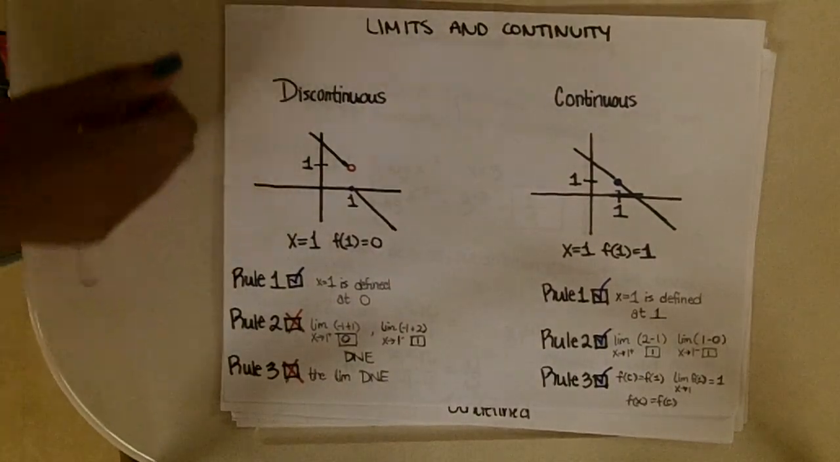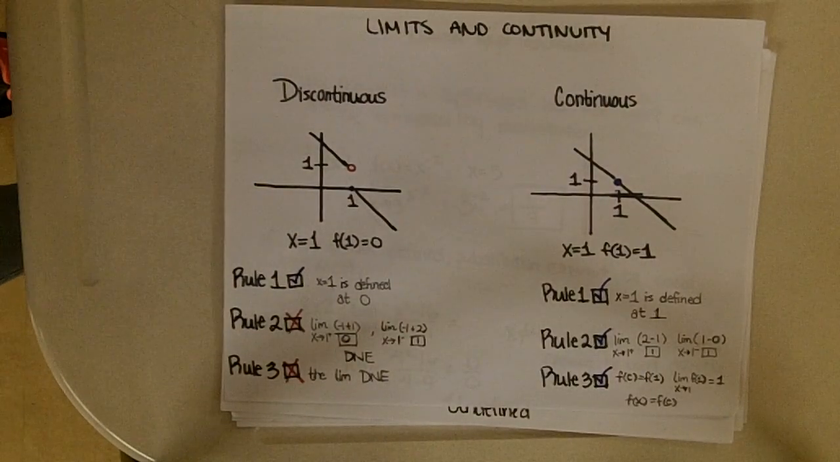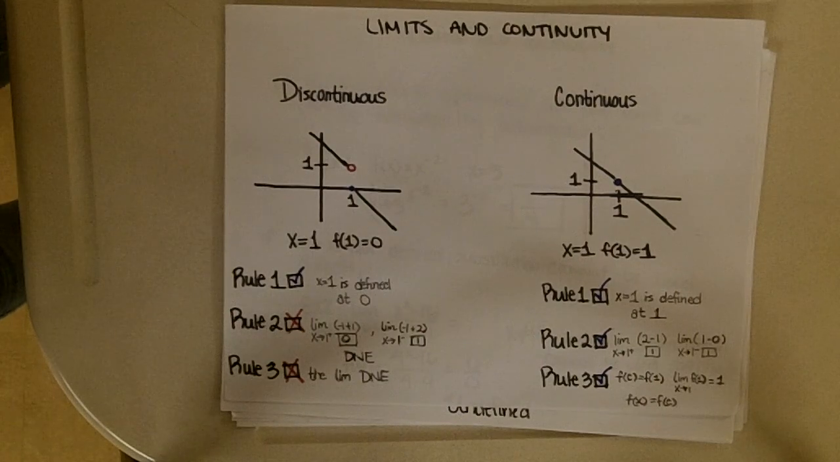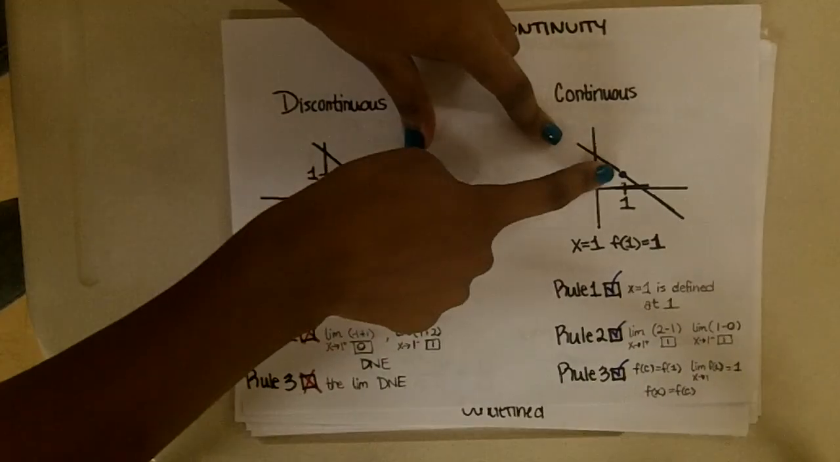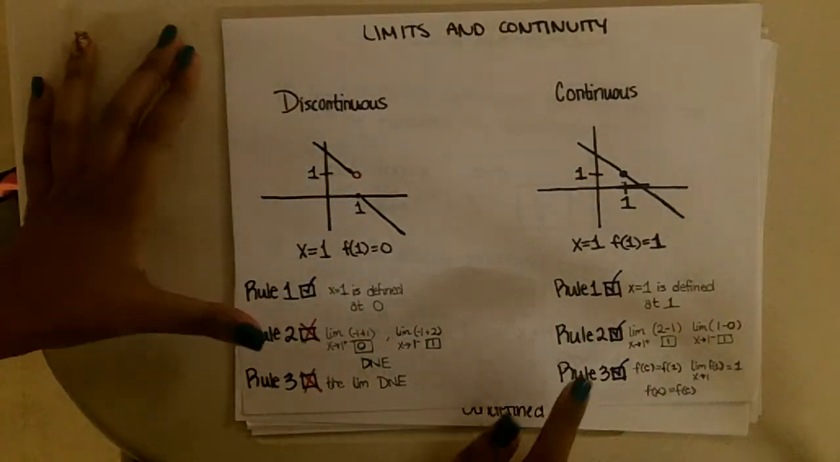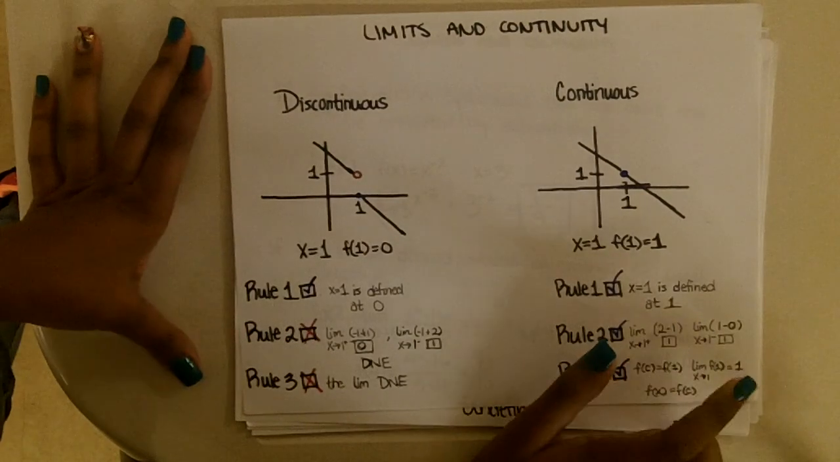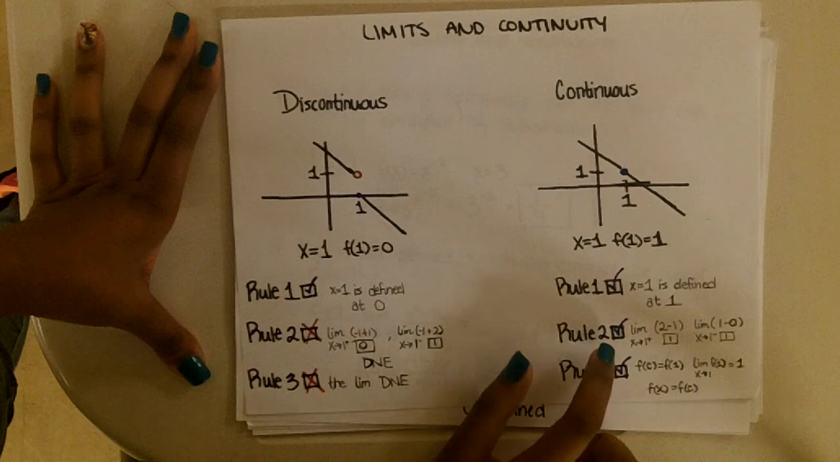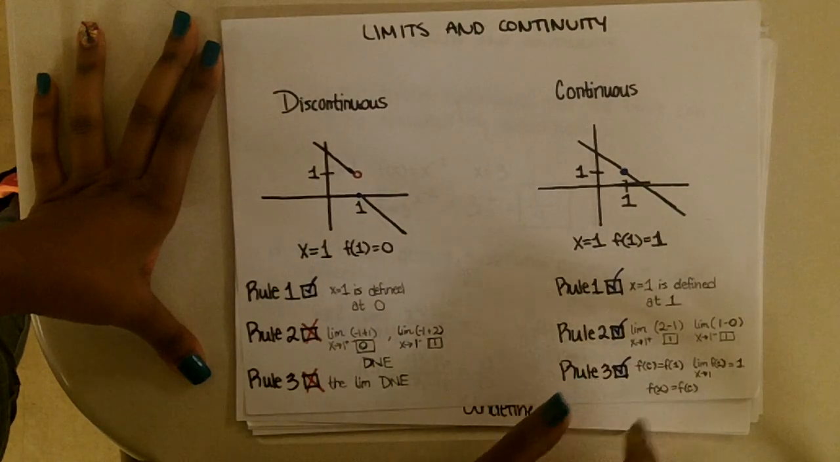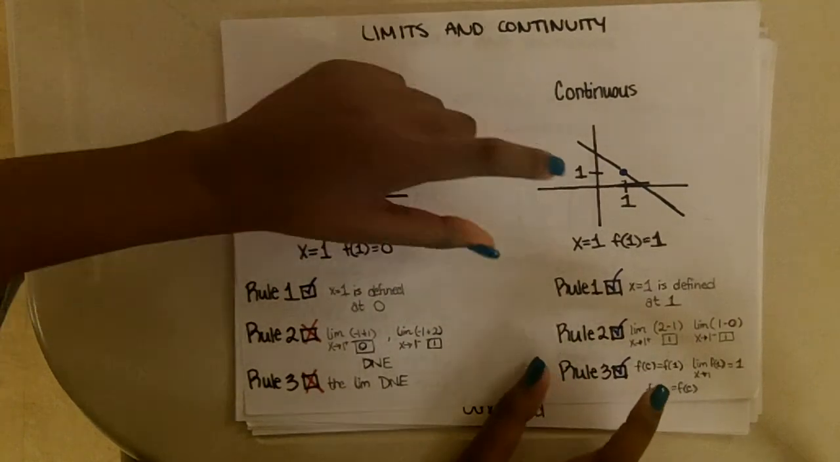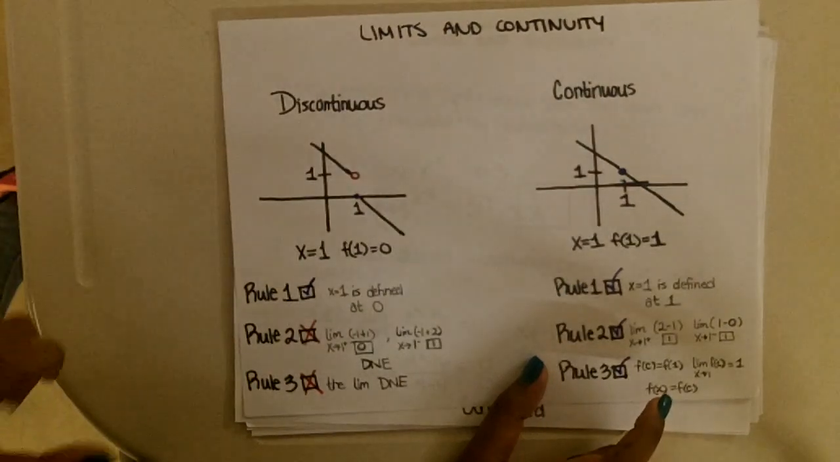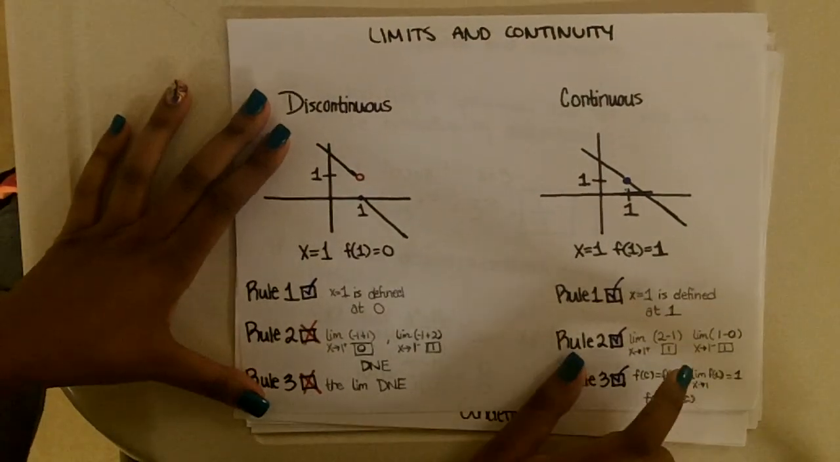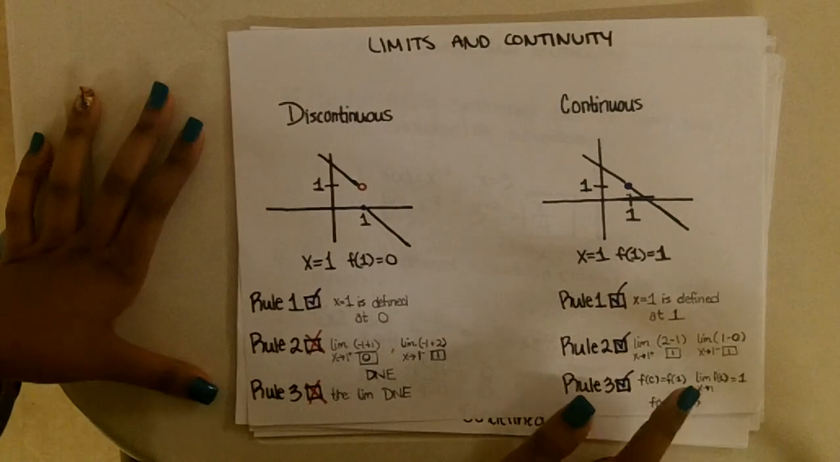Now, a continuous function. A function is continuous if it has no breaks or interruptions within the graph. For example, x equals 1, f of 1 equals 1. So rule number 1, x equals 1 is defined at 1. Rule number 2, the limit as x approaches from the positive side is 1. And as x approaches from the negative side, it also equals 1. Therefore, the limit is 1 and exists.